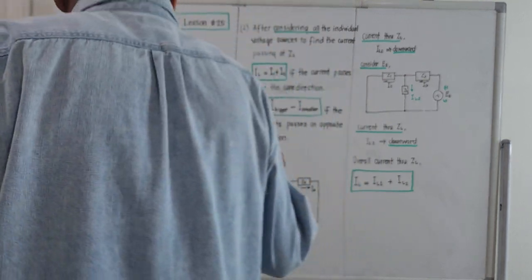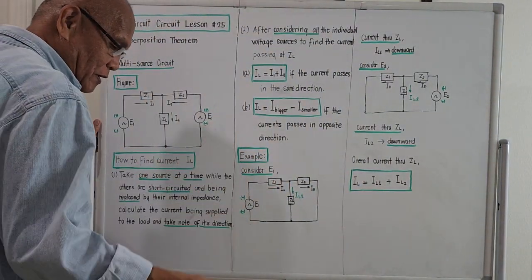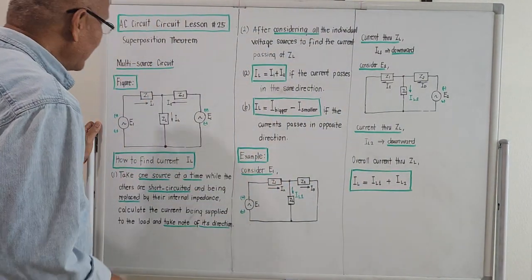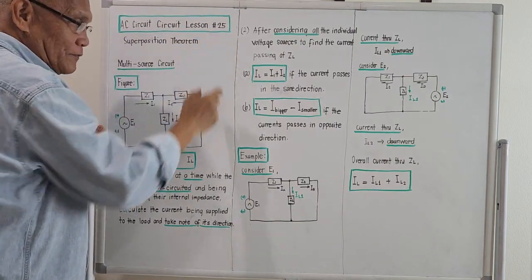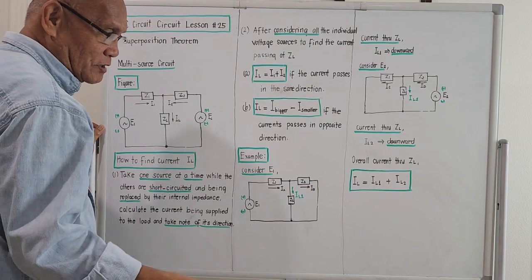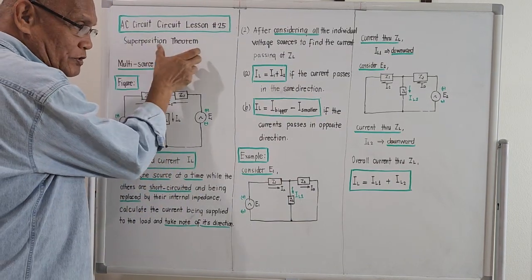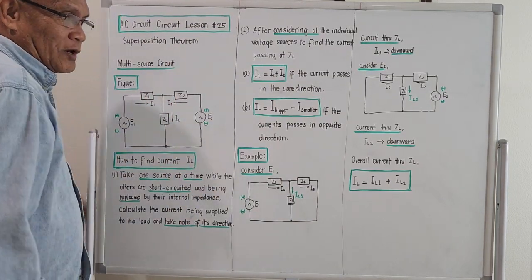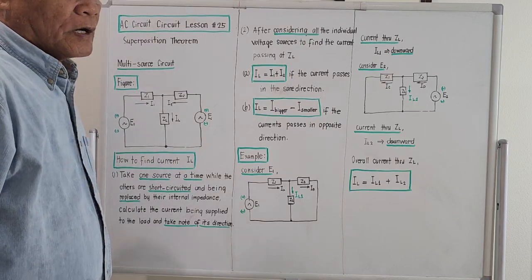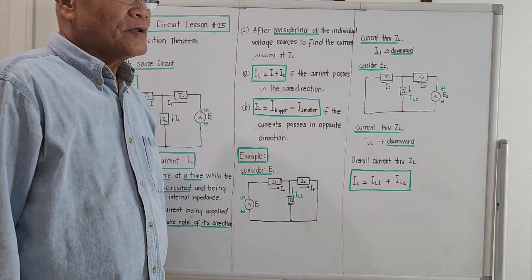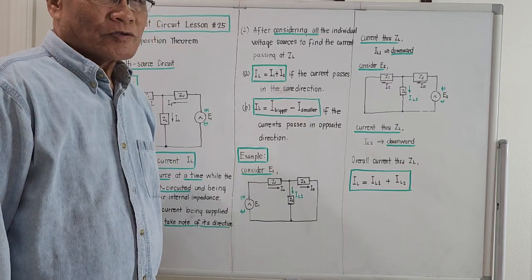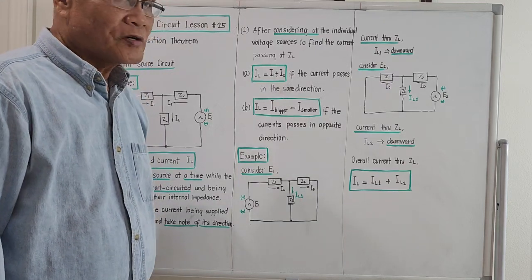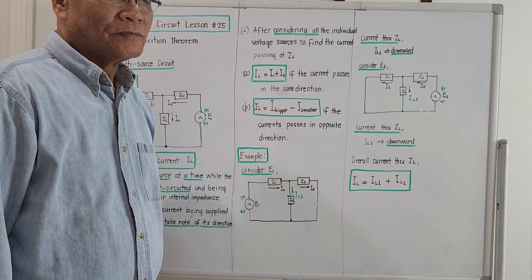Okay, the subject matter for this morning, August 2023, Alternating Current Circuit, lesson number 25. The title of the discussion will be Superposition Theorem. This will be the third one. We are now through with Thevenin's theorem. We are now through with Norton's theorem, and this is the third one, Superposition Theorem.